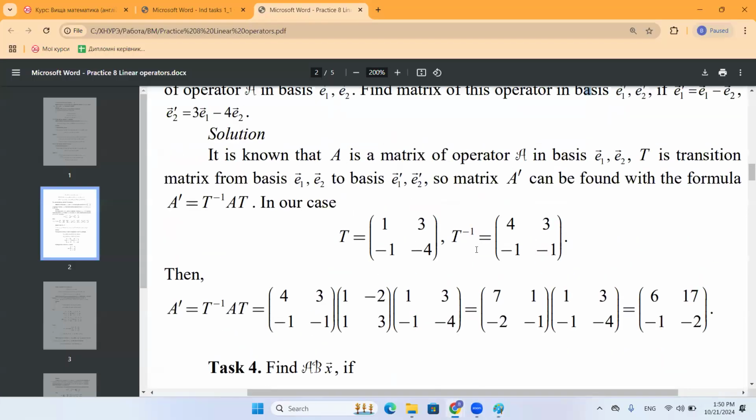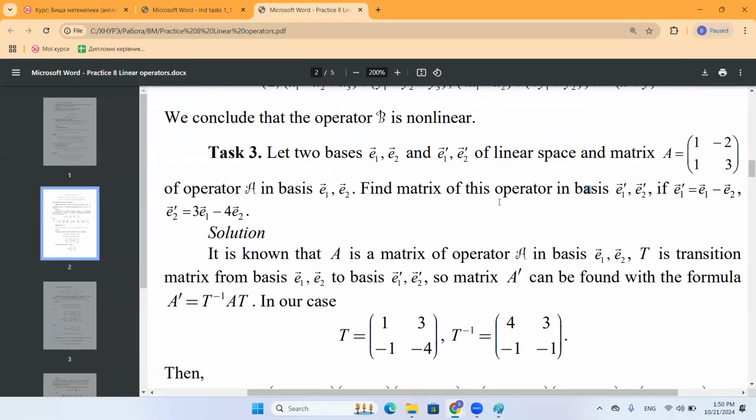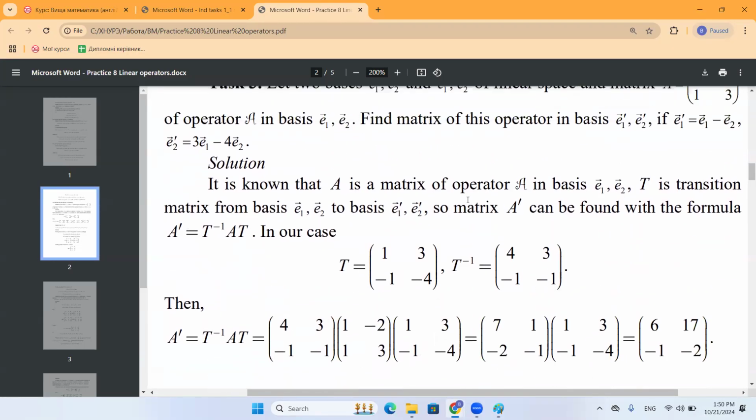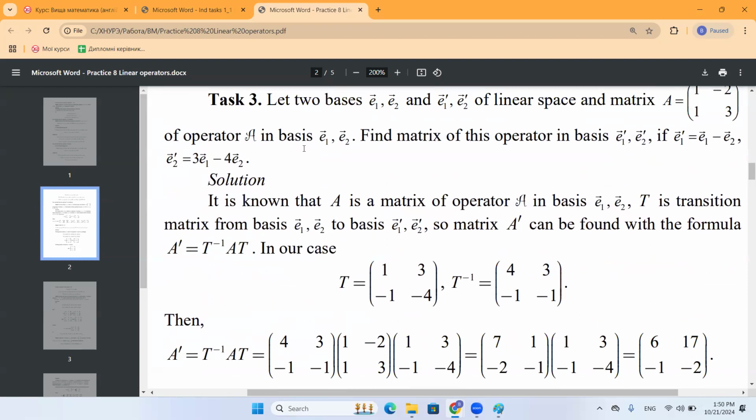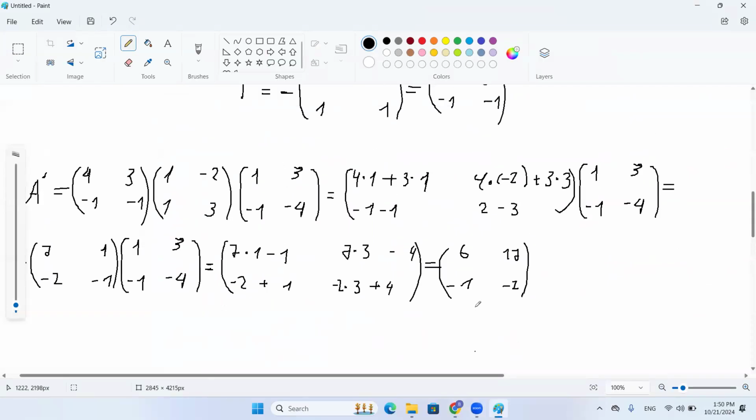And what was actually the final task? Yeah, so we had to find the matrix of operator A in other bases. Do you have any questions about this task? Or no questions? No. Can you please scroll up?